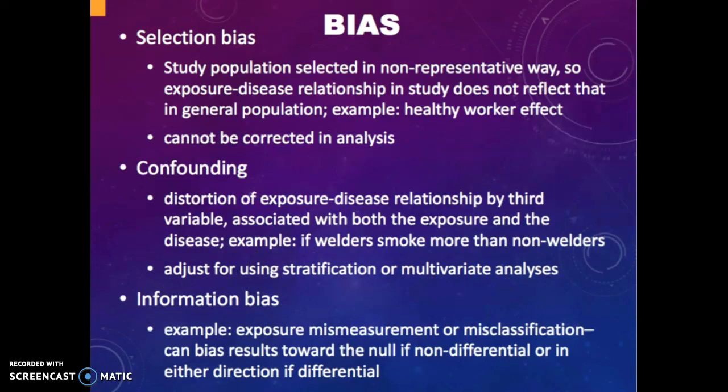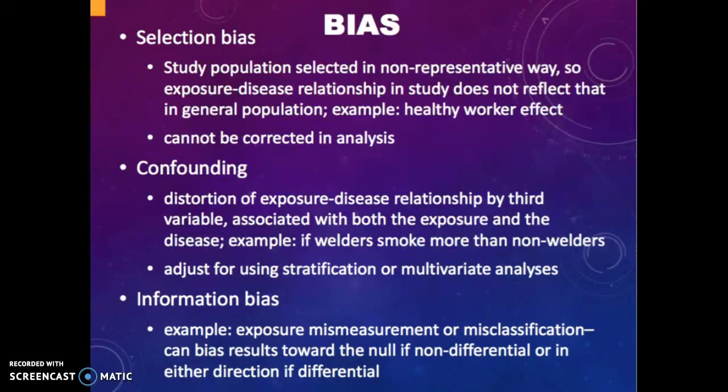Bias is the distortion of the true relationship between exposure and disease. This can make the point estimate exaggerated or underestimated. In other words, it can create false association or mask a true association. There are many sources of bias, but the most common are listed here.